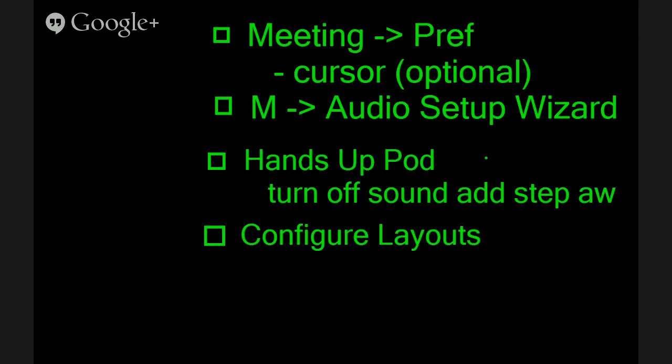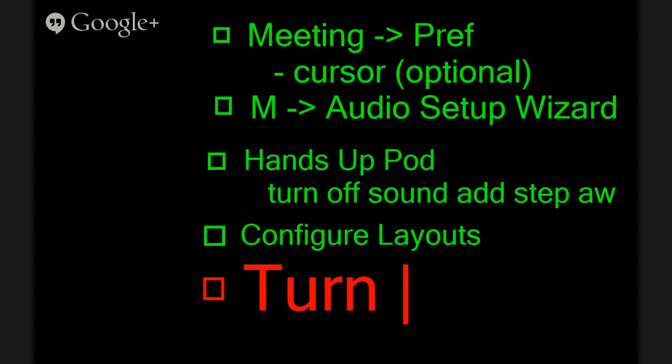Okay. And then lastly, let's make this one in red. We'll make it bigger. Not that big. So we want to turn on the recording. So that's sort of the process there. Go in, go to your preferences, adjust your cursor if you feel like that'll be beneficial to you. After that, make sure your audio setup wizard.